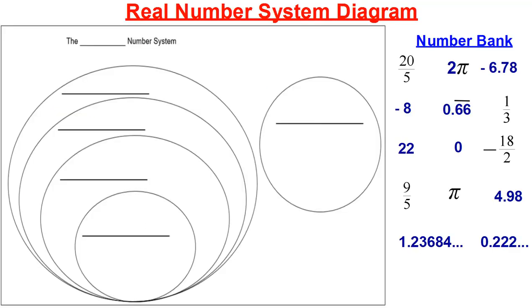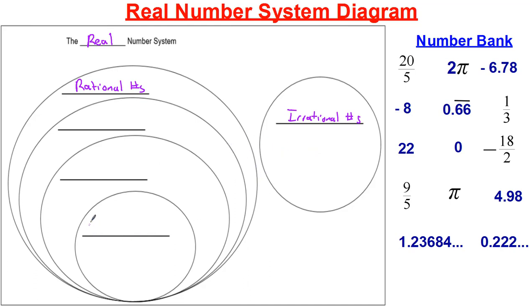So if you're given a worksheet or something like that that has a real number system diagram, this is what you'll have to do. First of all, the overarching theme is the real number system. Like I said, the real number system consists of 2 things: rational numbers and irrational numbers. And as you can tell, irrational numbers are not a subset of rational numbers, and vice versa. Rational numbers are not a subset of irrational numbers. They do not overlap at all.